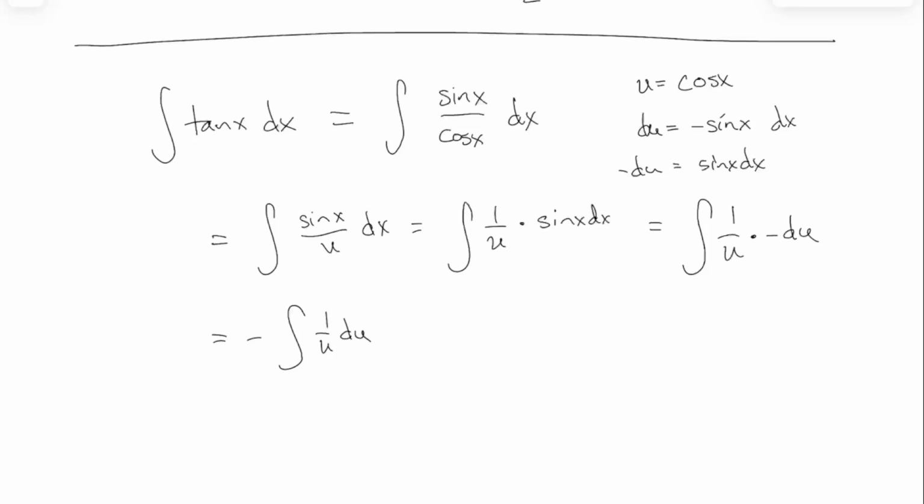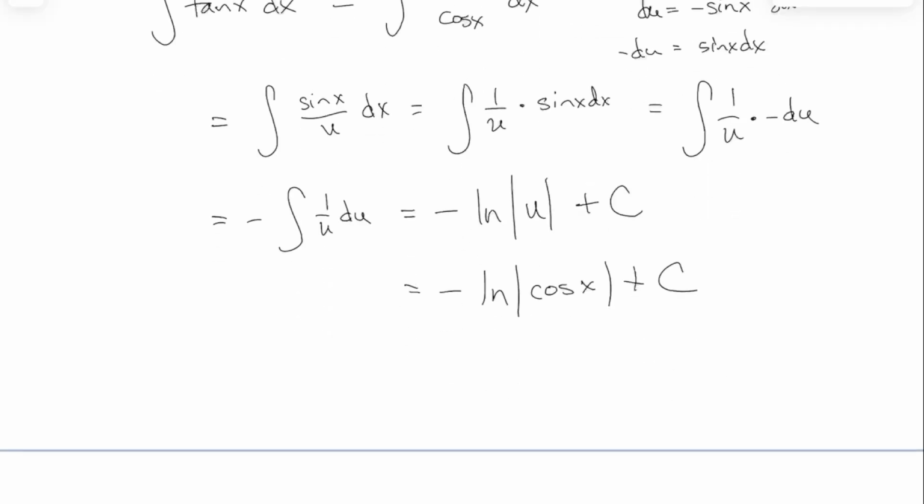1 over u, the integral of that is natural log u. So it's minus natural log absolute value u plus c. And then finally, replacing the u, minus ln absolute value cosine of x plus c. This is the integral of tan. I'll write that again.